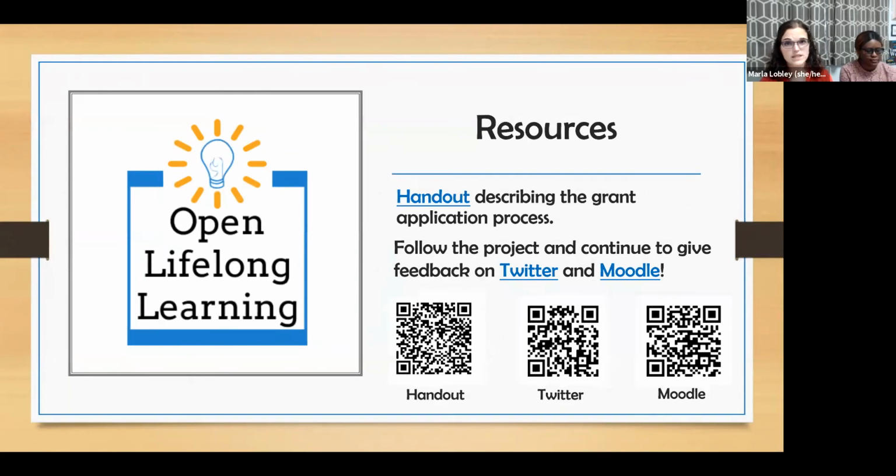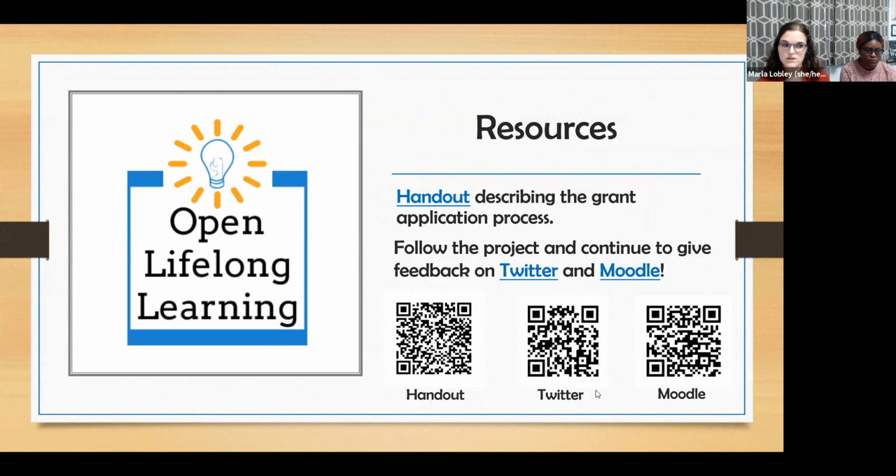And then finally, we wanted to leave you with a few resources. We have a handout describing the grant application process and kind of how we got here. And that handout is written as a recipe, just because if I wrote a full narrative of how we got here, no one would want to read it. It would be way too long. But I'm always happy to answer questions if you would like to know how the process with IMLS worked. You can also use the QR code for the handout to access that.